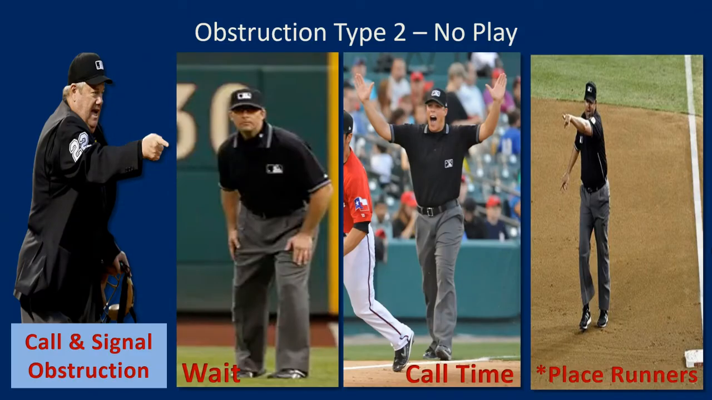So when obstruction type 2 takes place, there's no play initially being made on the runner. We call and signal the obstruction, but we wait. And then once a play is being made on the runner or the play finishes, we can call time and place runners only if necessary. If the runner ended up where they should have been, then there's no additional base award required. That's obstruction type 2 with no play.